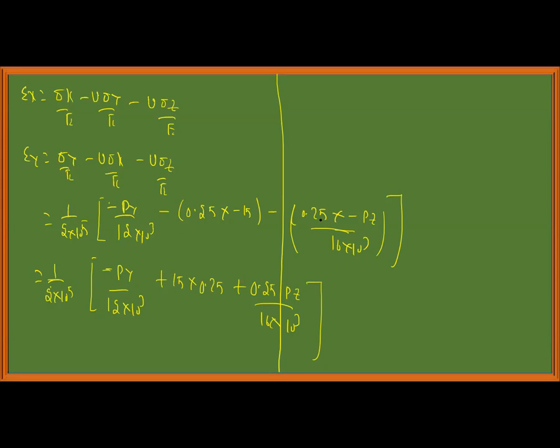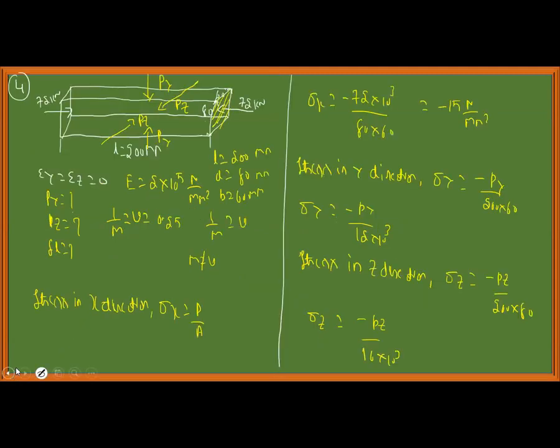Since lateral, okay, let me write epsilon z also. Sigma y minus py. Okay, give me a moment. Okay, let us solve like this only. We'll see.